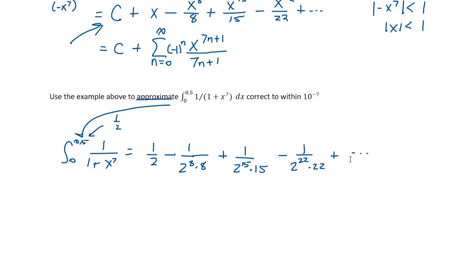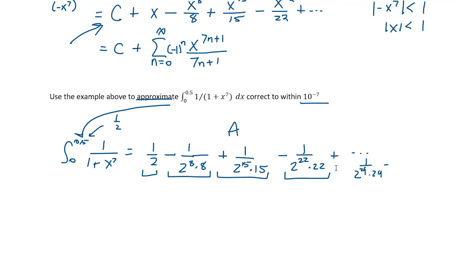So the question now is, where do I stop? At what point do I stop adding? Because I could do 1/2 as an approximation, then subtract this, and then add this, and then subtract this, and keep going. The next one would be 1 over 2 to the 29th times 29, and then a minus, and so forth. Where do I stop to get this level of accuracy?